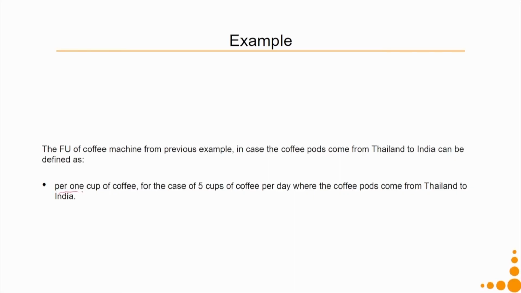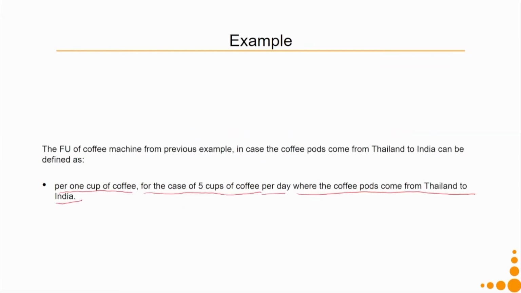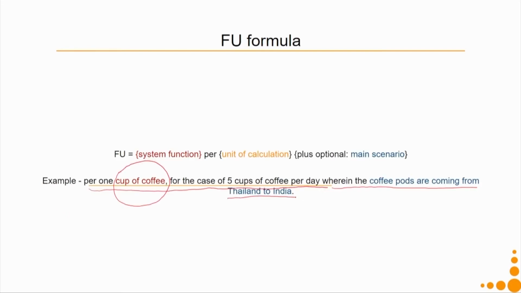It will become per 1 cup of coffee for the case of 5 cups of coffee per day, where the coffee pods come from Thailand to India. So although it is such a short scenario, this part which talks about where the coffee pods come from is called the scenario from Thailand to India. So the system function is making a cup of coffee, per unit of calculation, which is per 1 cup of coffee for the case of 5 cups of coffee per day, plus the scenario wherein the coffee pods are coming from Thailand to India.